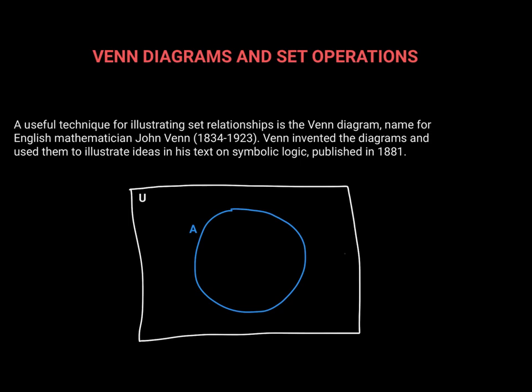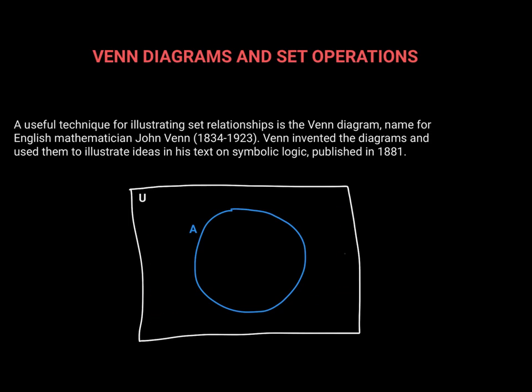This is an example of a Venn diagram here. In a Venn diagram, a rectangle usually represents the universal set. So that's what U represents, the universal set. The items inside the rectangle may be divided into subsets of the universal set. The subsets are usually represented by circles. So this circle here would be the subset called A. A is a subset of the universal set.